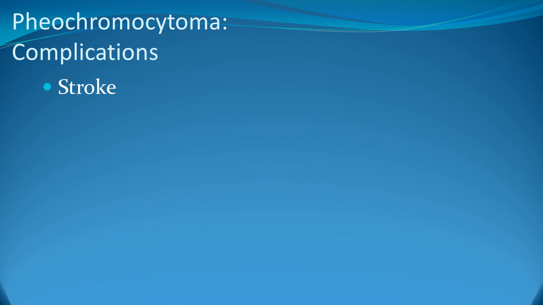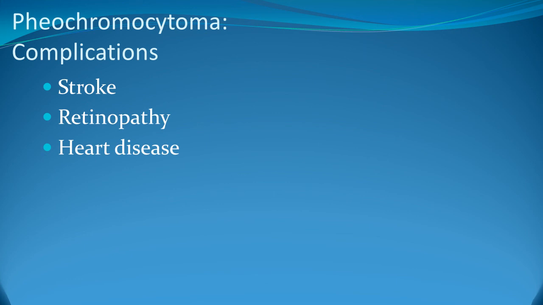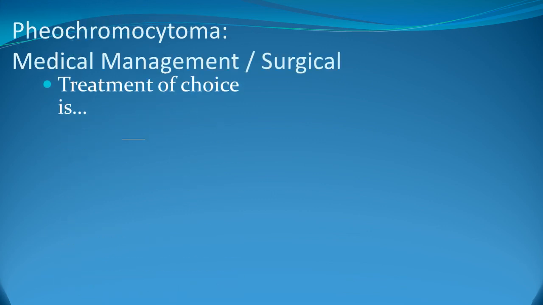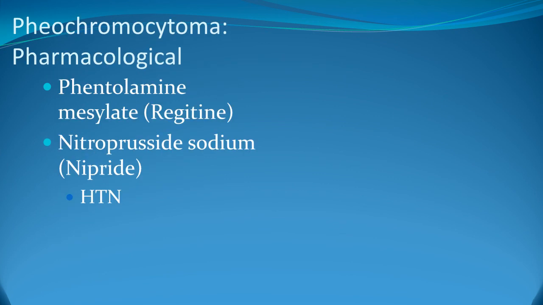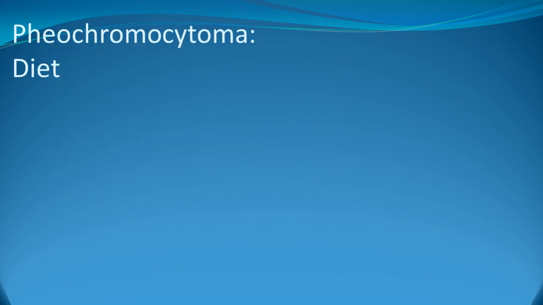So the patient can have stroke due to high blood pressure, retinopathy due to high blood pressure, and heart disease, obviously as the heart is overworking, and this hypertension could lead to microvascular damage to the kidney. Surgical management: the treatment of choice is surgery, removing the adrenal gland, and monitoring of the blood pressure. Pharmacological management is phentolamine or sodium nitroprusside to control the blood pressure.